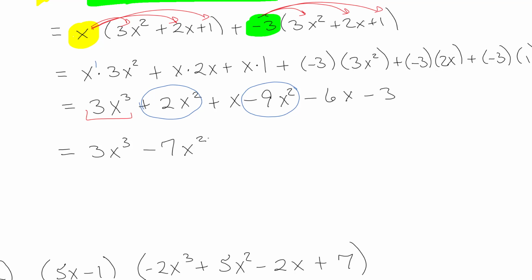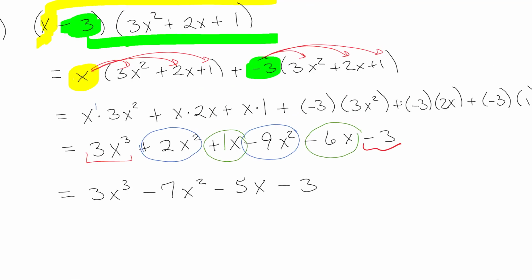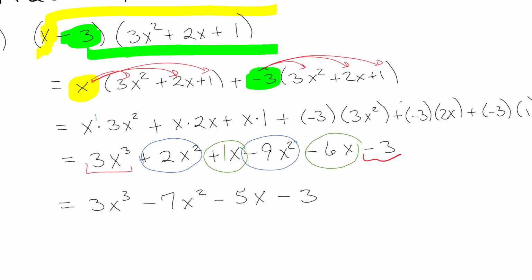Negative 7x squared. All right, then I've got the x minus 6x, so remember that's a 1. 1 minus 6 is going to be negative 5x, and then that little negative 3 on the end. Okay, so if you got all the way through that problem, congratulations, that was kind of legit.